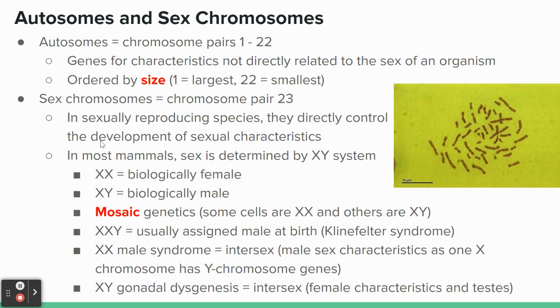XY gonadal dysgenesis is also an intersex person. This person would have female sex characteristics while also having testes. So their testes are usually underdeveloped, they're usually inside their body, and they would have female sex characteristics like a vagina or a breast, but they would not be able to reproduce biologically, that is. Okay, so this is only a very small subsection of the many different possibilities that we can have in our XY system.